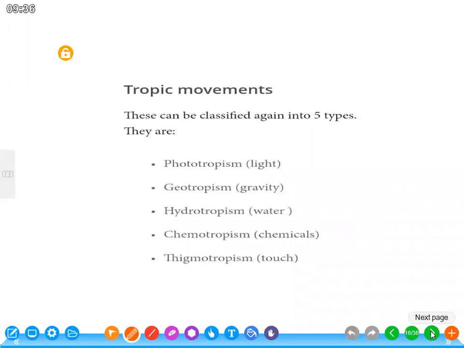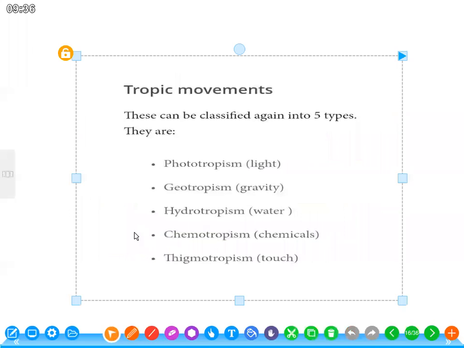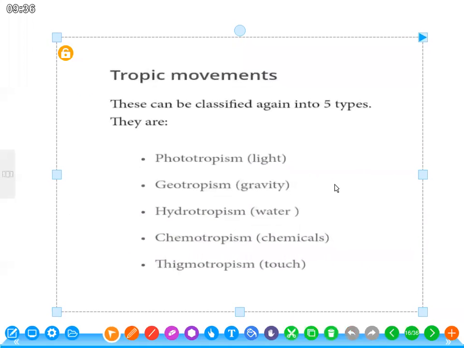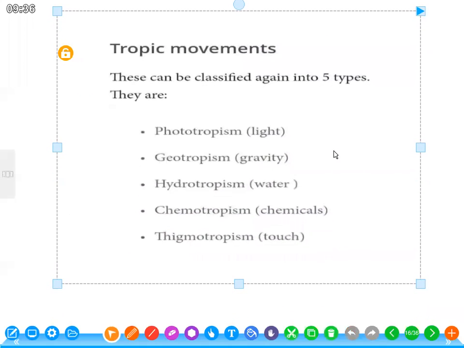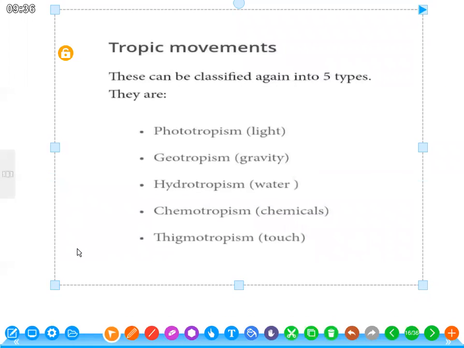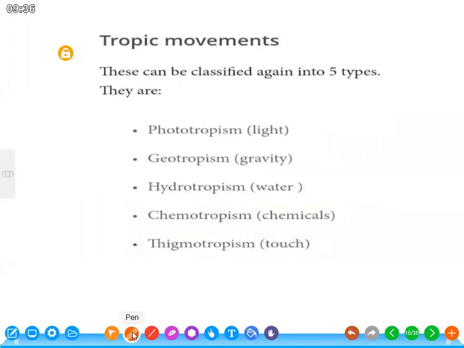Now we are going to classify the tropic movements into 5 types. First one, phototropism. Second one, geotropism. Third one, hydrotropism. Fourth one, chemotropism. Fifth one, thigmotropism. Right?